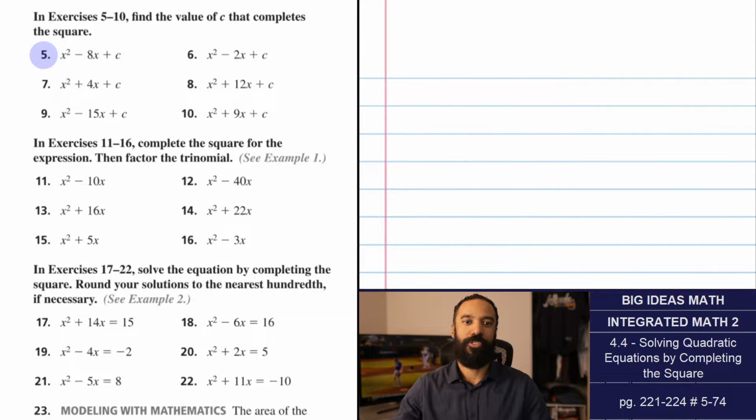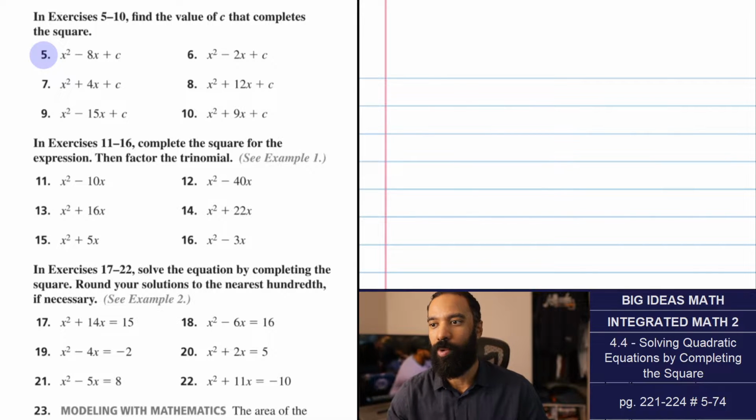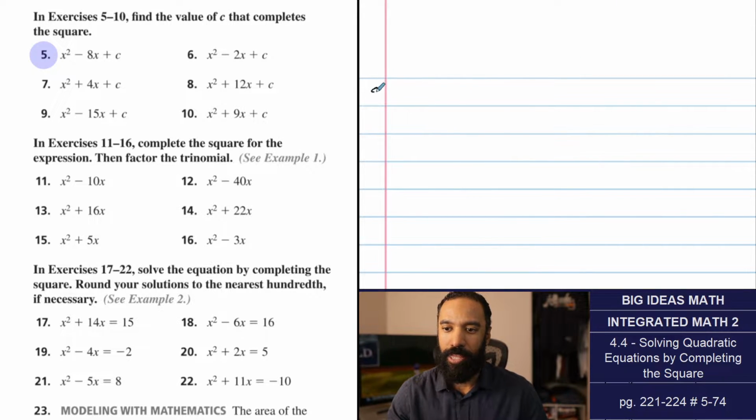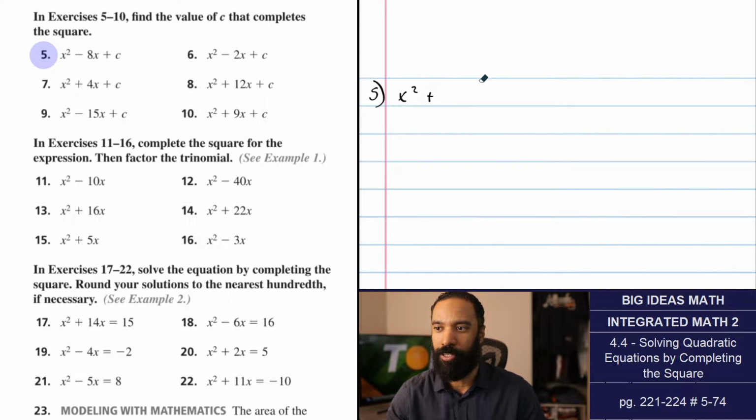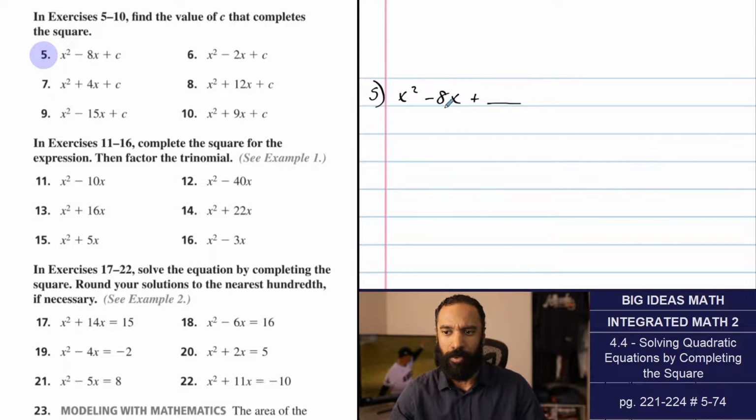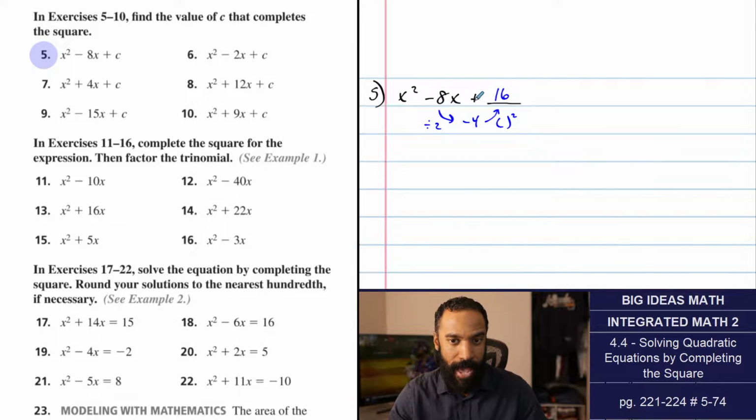In exercises 5 through 10, we're going to find the value of c that completes the square. So we're not solving anything here, and if you followed along with the lecture, this is just finding that value. I'm not even going to put the plus c. I'm going to put plus blank here so we find that value of c. I'm not going to write c equals. I want to see this for what it is. We take -8 and we divide it by 2 to get -4. We square that -4 and out comes 16. Positive 16. This will always be added inside the thing that completes the square. That is the answer.